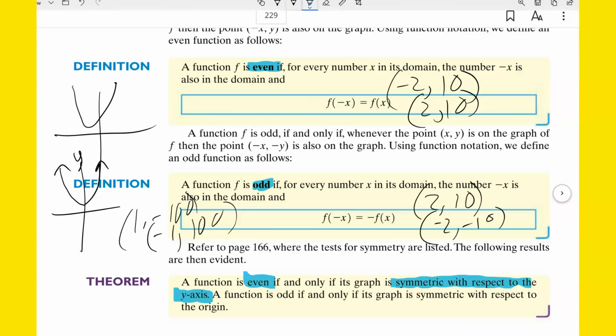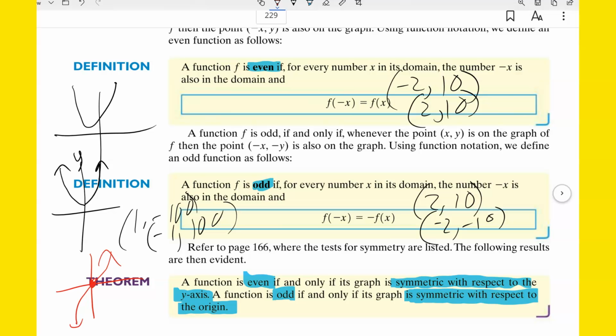All right, a function is odd if and only if its graph is symmetric with respect to the origin. So this is axis symmetry versus point symmetry. The origin is a point. All right, so for a point, it's something like this.